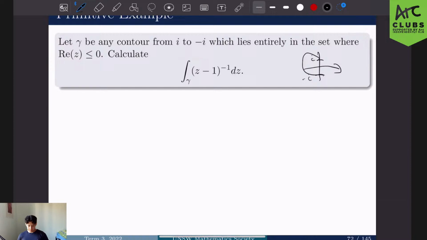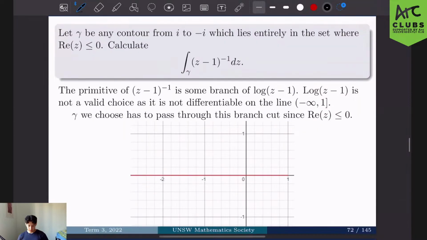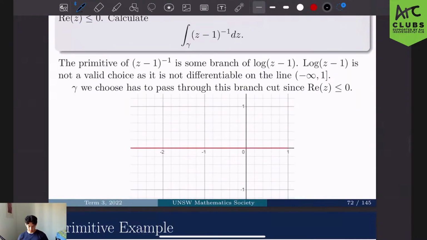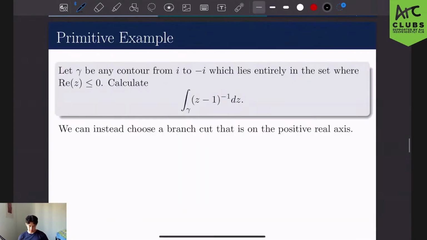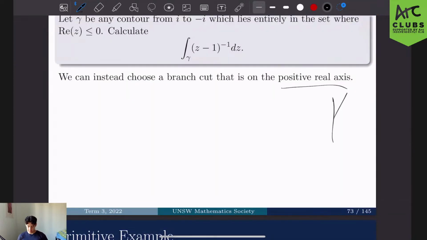Right, so at first glance it looks like you want to use log, but log is not differentiable, so it's not holomorphic along the negative real axis. So we need to choose a different branch. We cut through there, so we can't use the principal branch. So we'll just use the branch cut that's on the positive real axis. We can pick any, it could be this one, it could be that one, but the positive real axis is the easiest.